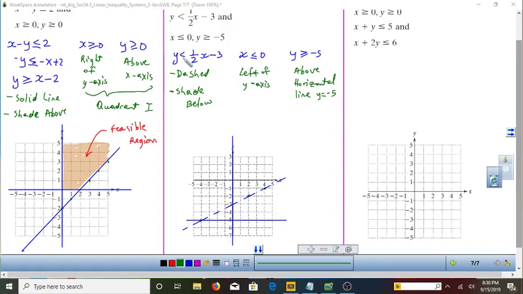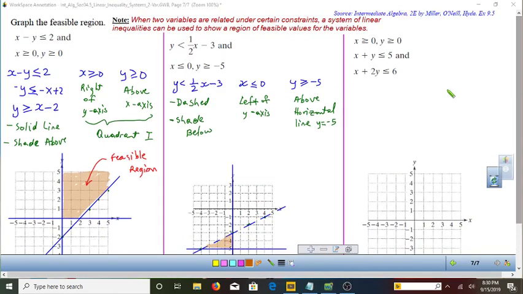And we're going to shade below the line. So it's in that little triangle right there. And there we have our region. Just a space in that little triangle is where we shade. That's our feasible region. And of course, where two of the lines intersect, it's called a vertex.